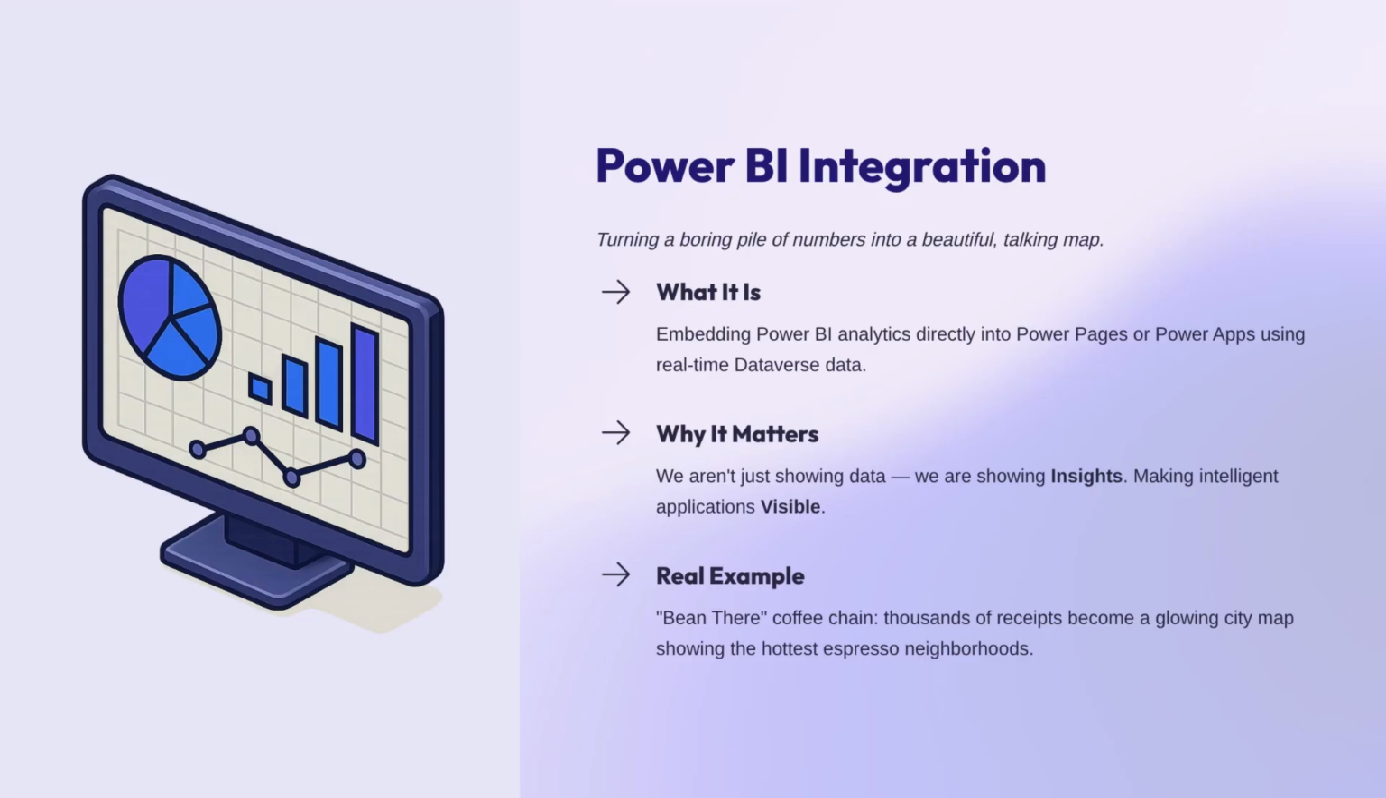In plain everyday English, it is turning a boring pile of numbers into a beautiful talking map. Imagine you run a local coffee chain called Bean There. You have thousands of receipts stored in your database. If you just look at the list of sales, your eyes will glaze over. But with Power BI integration, you can turn those receipts into a glowing map of the city where the hottest neighborhoods for espresso literally light up in red.